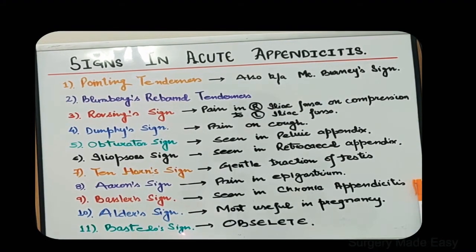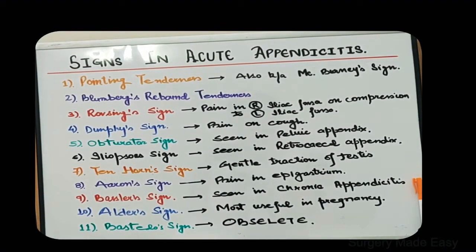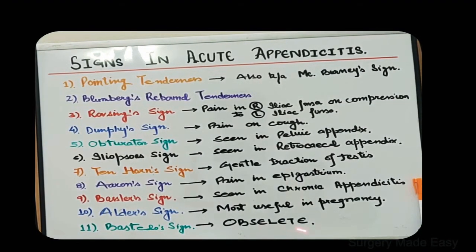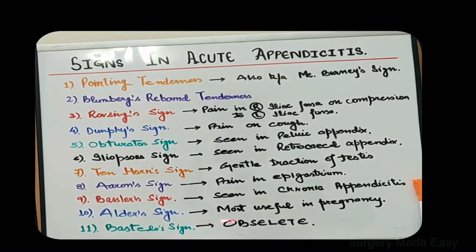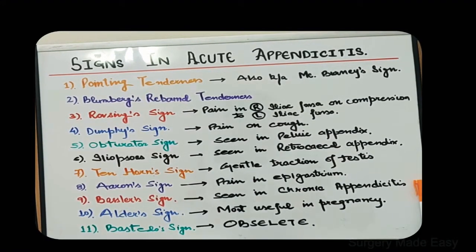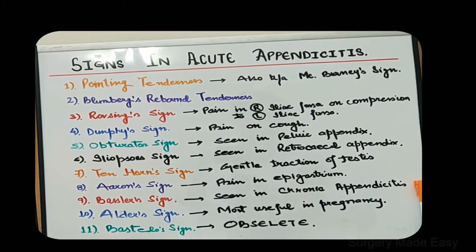Then we have Bastedo's sign. This is an obsolete sign, not used nowadays, but for academic purposes, you should know what this sign is. It is pain and tenderness in the right iliac fossa when we try to inflate the colon with air. The patient starts feeling pain in the right iliac fossa. This is an obsolete sign, but you should know it.